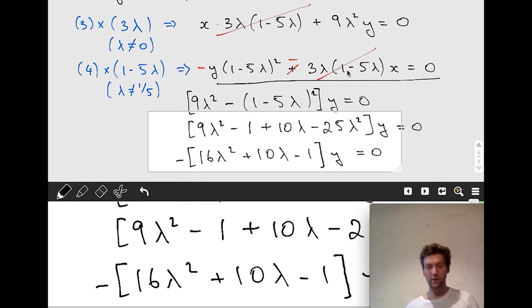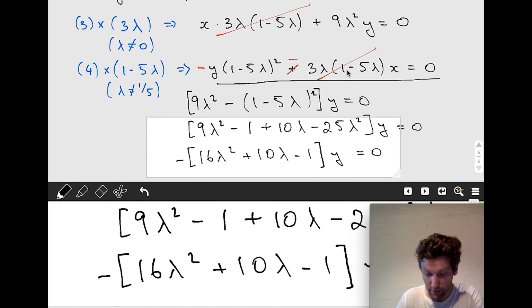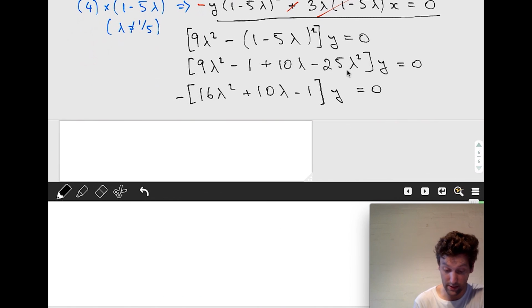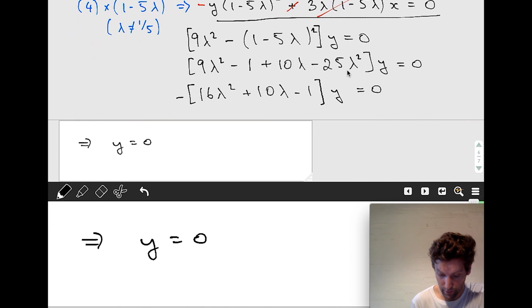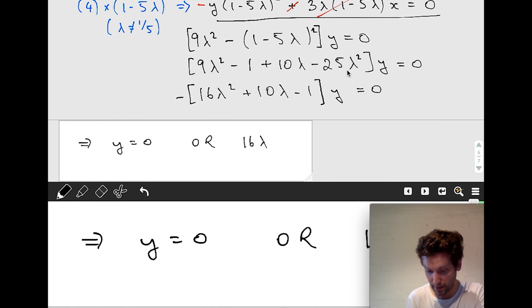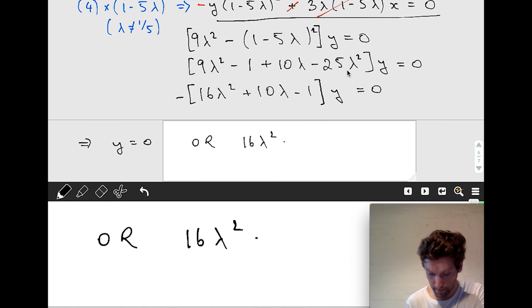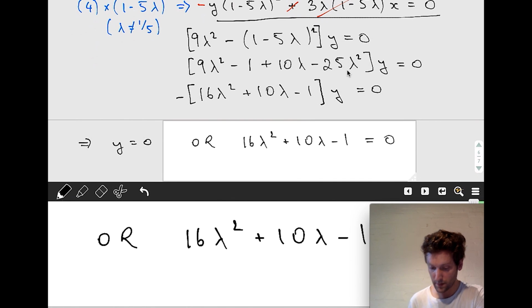So you notice here that I have two possibilities. I've got either that this term in square brackets is 0, or I've got y is equal to 0. So this implies that either y is equal to 0 or 16 lambda squared plus 10 lambda minus 1 is equal to 0.